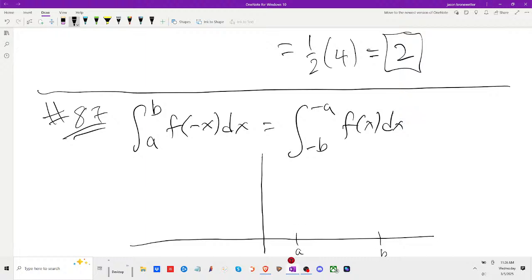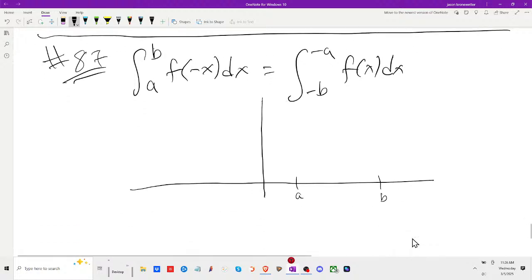Okay, and then if those are A and B, well, then negative A will be here and negative B will be there. So that's where those things are on the x-axis. Now, this is the x-axis. It's a little confusing because we've got f of x over here on the negative b to negative a interval.